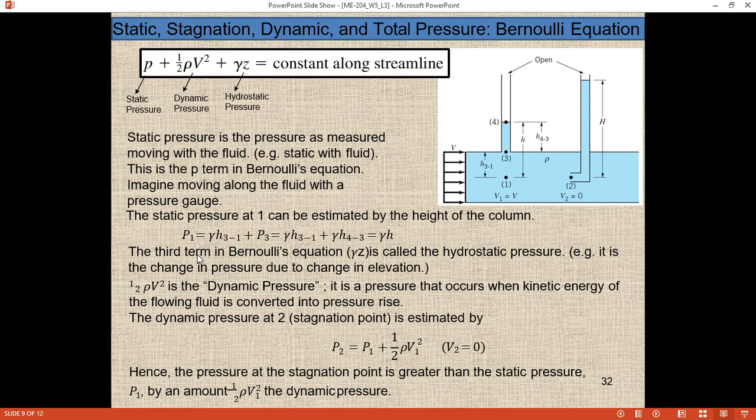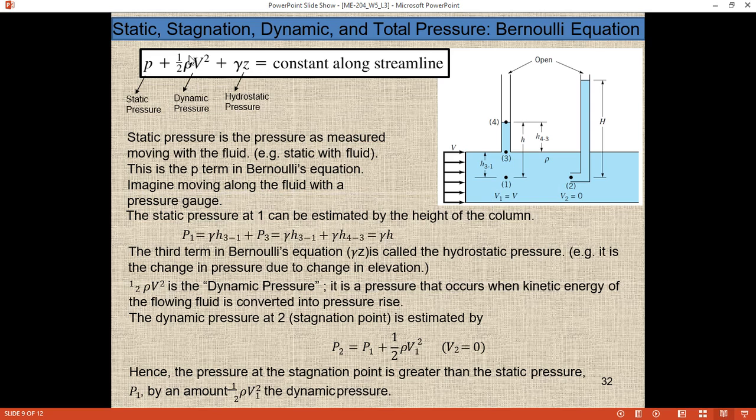Now the third term in the Bernoulli equation, gamma z, is called the hydrostatic pressure. This is the term indicating the hydrostatic pressure, that is, the change in pressure due to change in elevation. As the depth of the fluid increases, this pressure will increase. As the depth of the fluid decreases, the pressure will decrease.